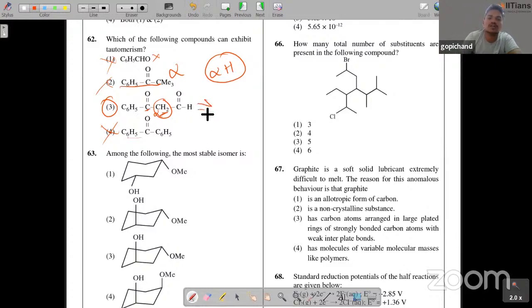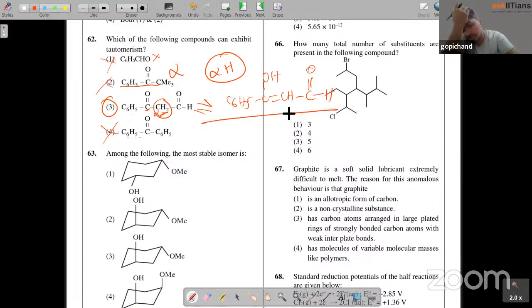What will this alpha hydrogen do? This alpha hydrogen will undergo migration, we can say. So option 3, that is C6H5, C double bond O, CH2, C double bond OH. So this is how the keto and enol tautomers form. Okay, I hope you understand.